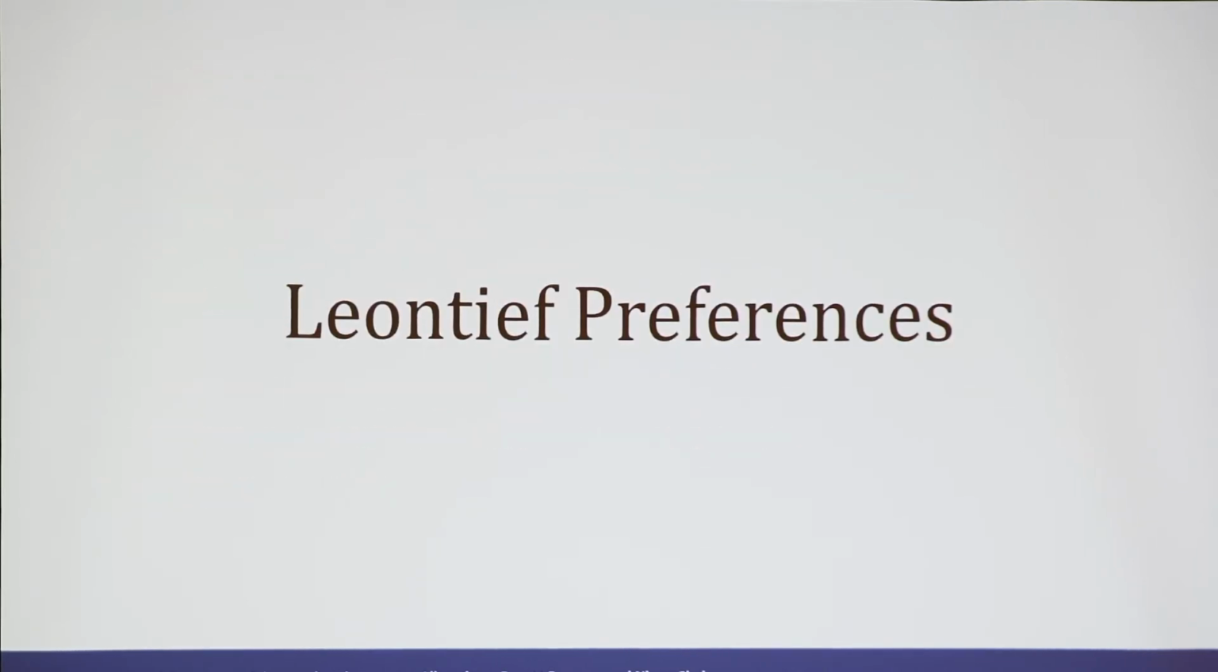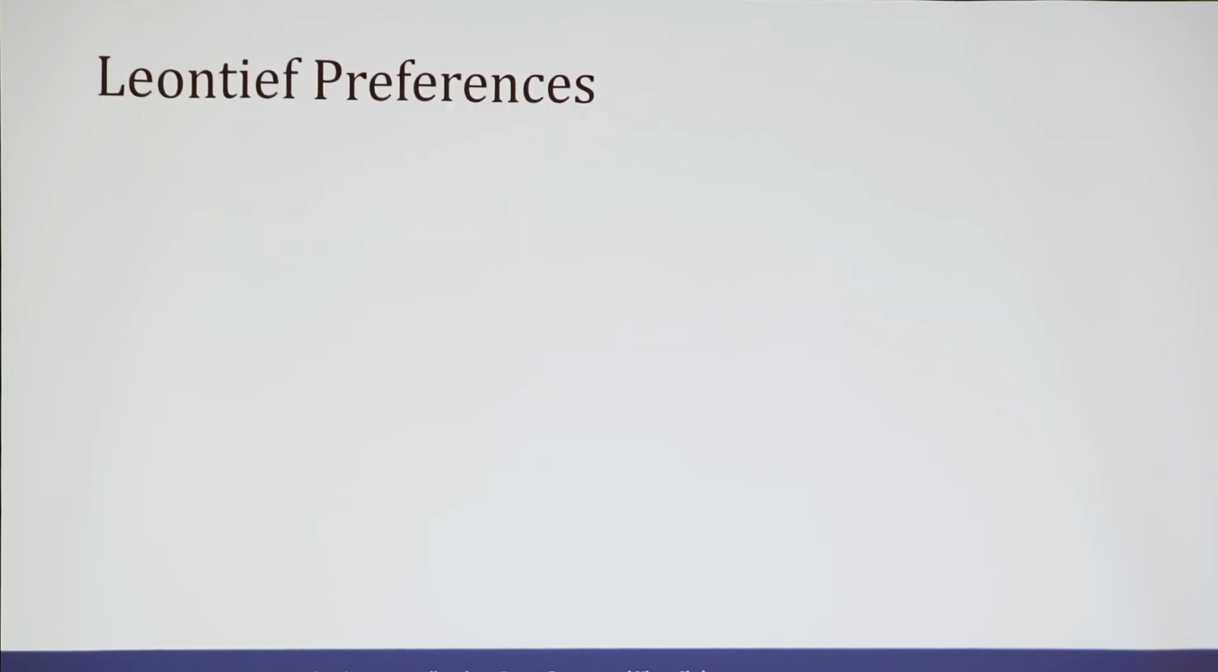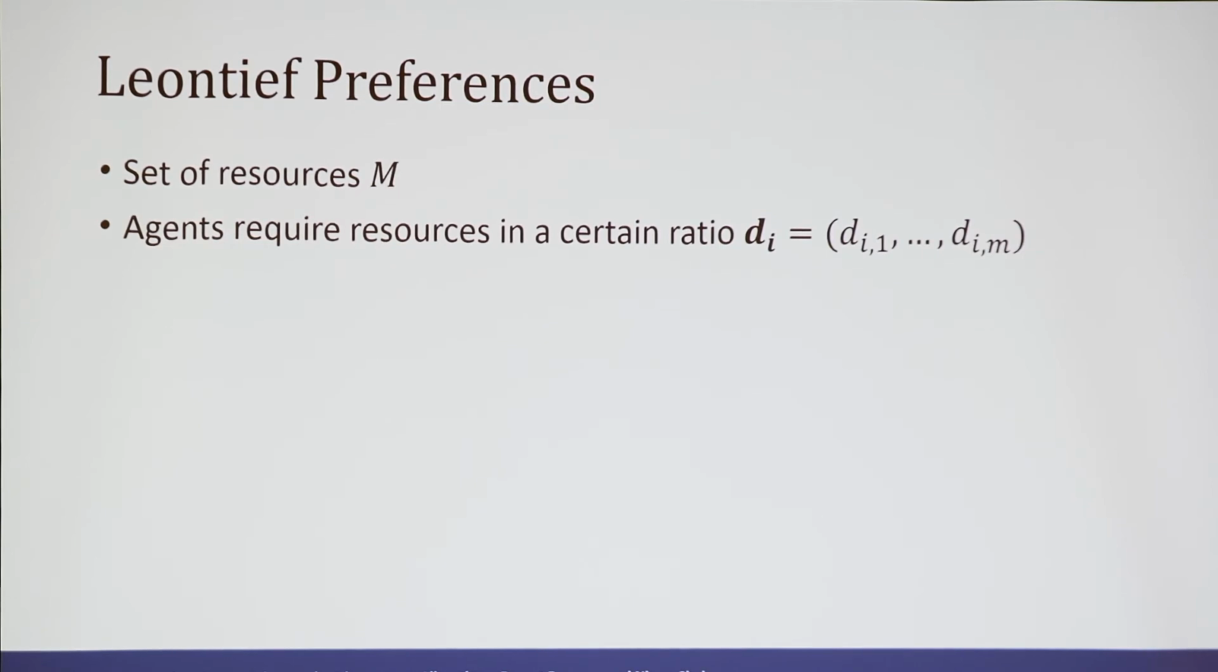Okay, so now let's move on to a couple of extra topics. These are topics which are definitely still in the fair division realm, but slightly outside of the model we've just presented. One such topic is Leontief preferences. With Leontief preferences, we have a set of resources M, and our agents are going to require these resources in a certain ratio, d_i. This is things like if you have tasks to complete, maybe with computational resources, and you need some ratio of CPU to RAM to complete a task. You need both. One on its own is no good.